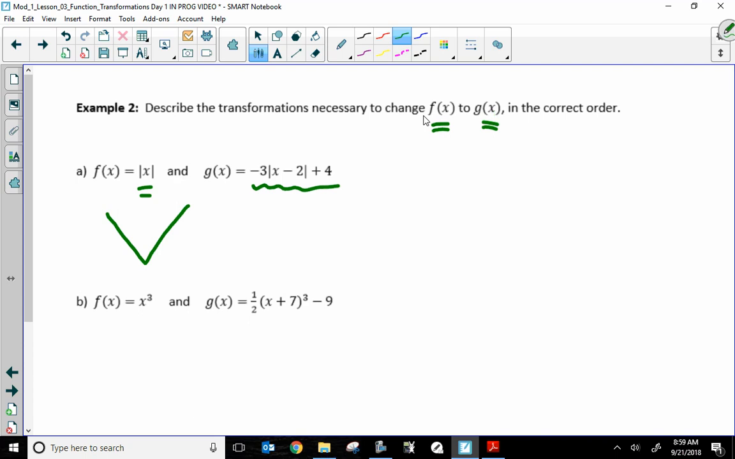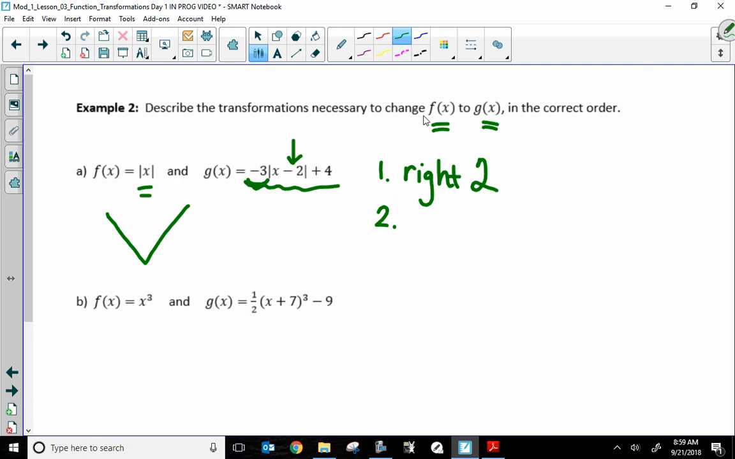First thing is I need to worry about left or right movements. That's this part right here. That tells me I'm going to move right 2. That's the first thing I do. Second thing I worry about is flipping or stretching and compressing. That's this right here.